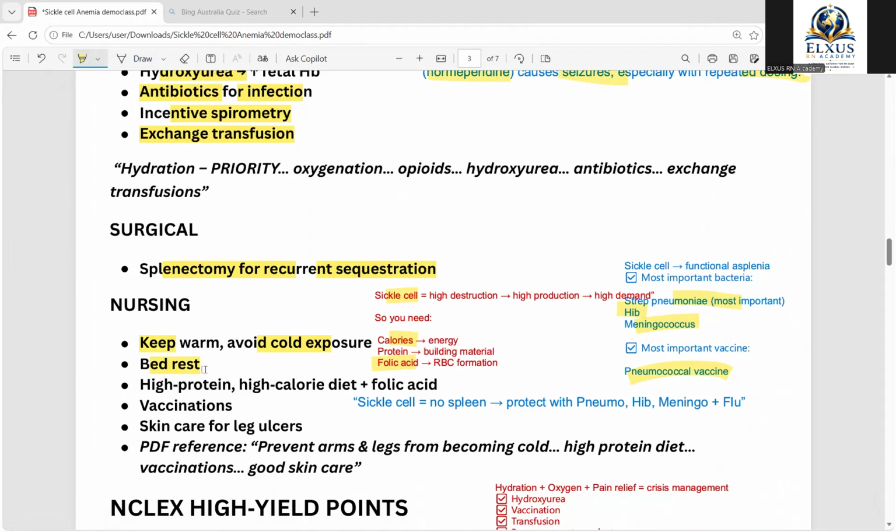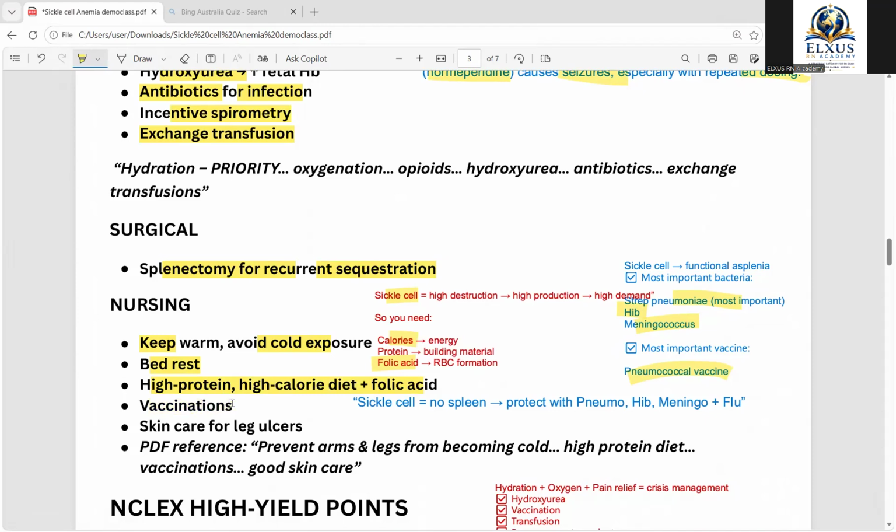Adequate rest is needed, because if the client is doing heavy activity, the client needs extra energy, but the energy is low in sickle cell anemia, because adequate energy is not produced because the sickling of the RBC causes vaso-occlusion. It can lead to vaso-occlusive crisis. So here adequate rest is needed for the client. You can supplement with high protein, high calorie and folic acid.